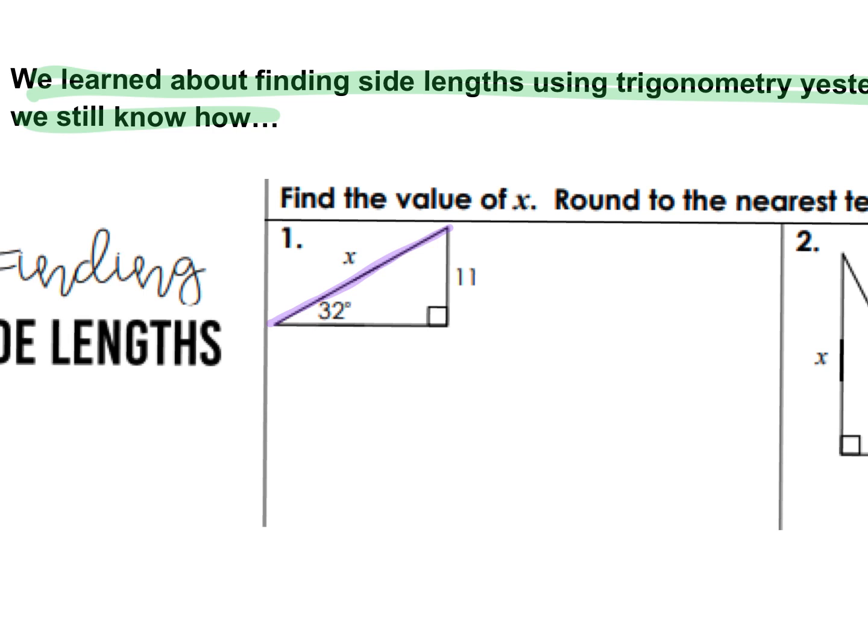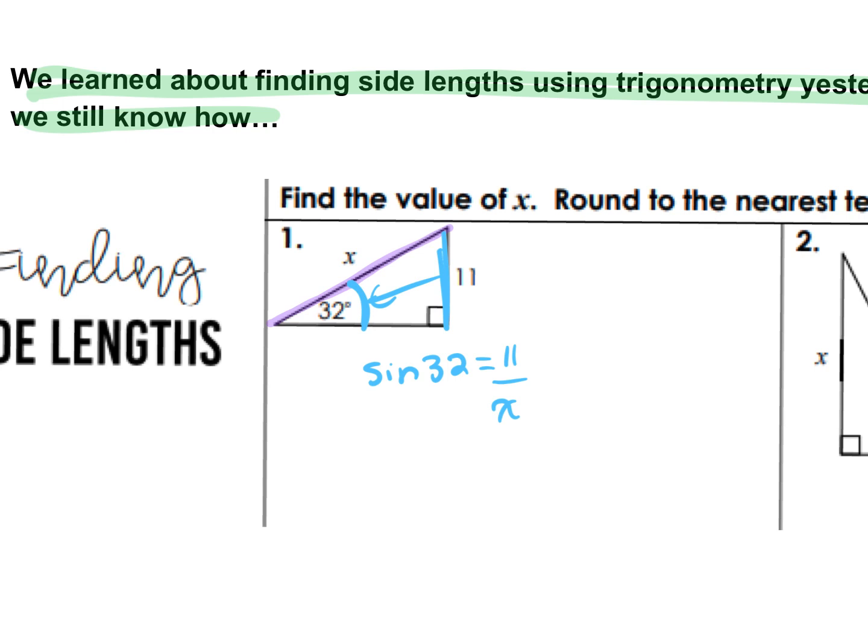Given this particular reference angle, we know we have the hypotenuse. I've already highlighted that. This side is opposite that angle, so I've got opposite and hypotenuse. Which trig function is that? Sine. There you go. So we write this as sine of 32 is equal to 11 over x.